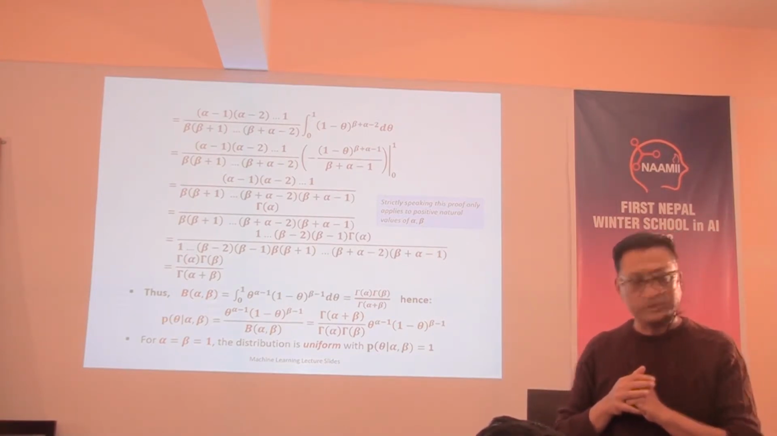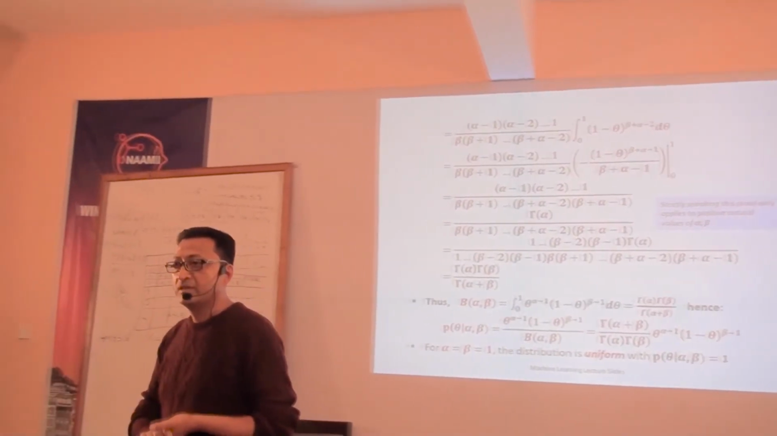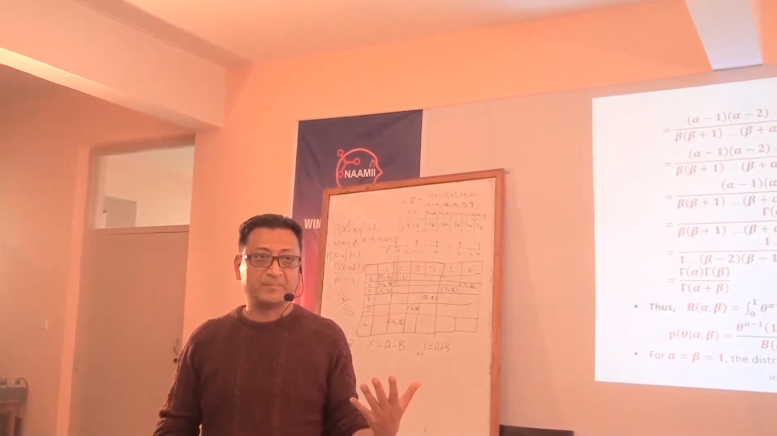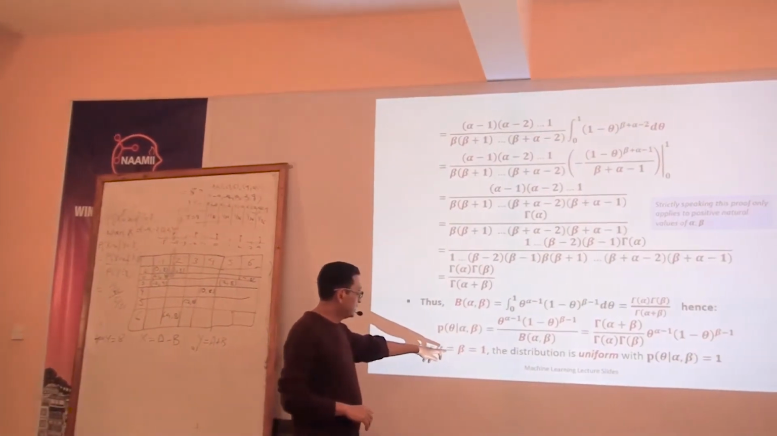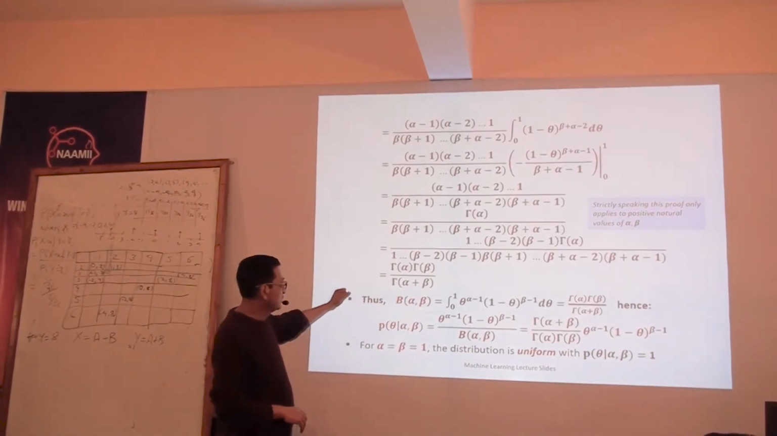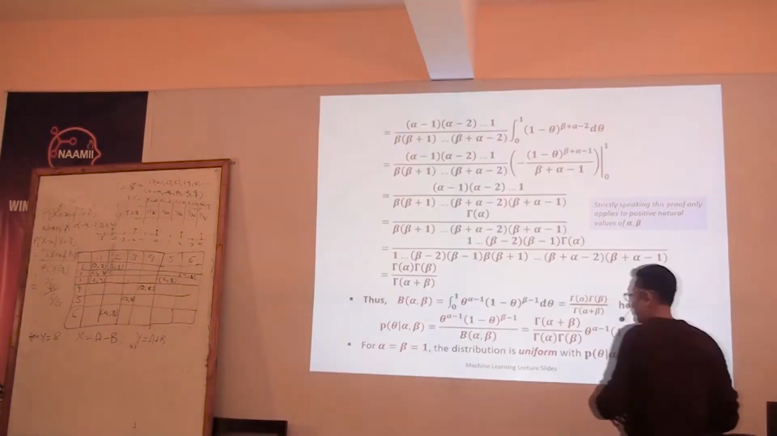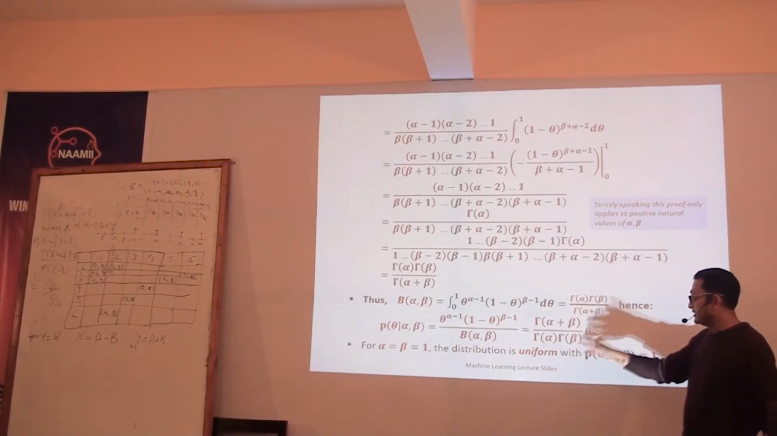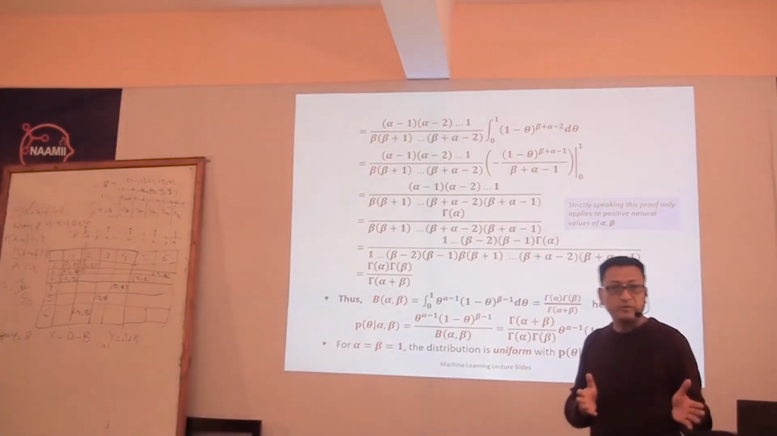Is that clear? So what you've derived is something very similar to the binomial distribution, except that this distribution is now a continuous distribution. Now, if you substitute alpha and beta equal to 1, you recover a uniform distribution. This is our beta distribution. If you substitute alpha equal to 1 and beta equal to 1, everything becomes 1. So that means you have a uniform distribution.